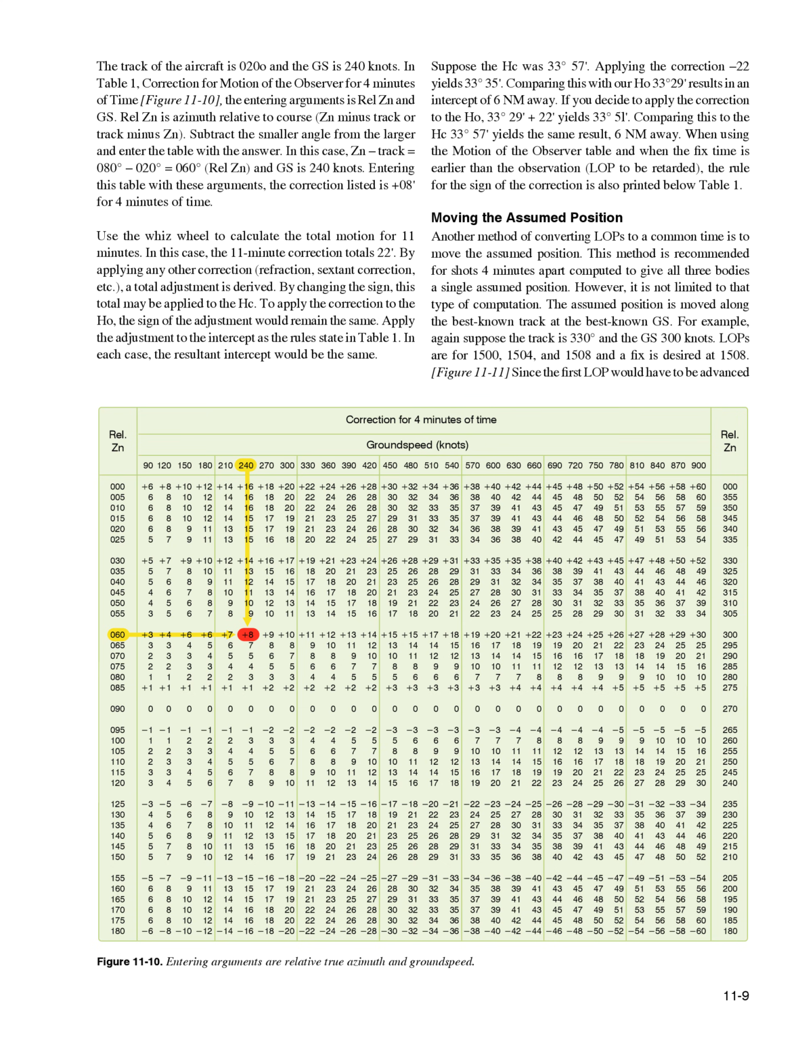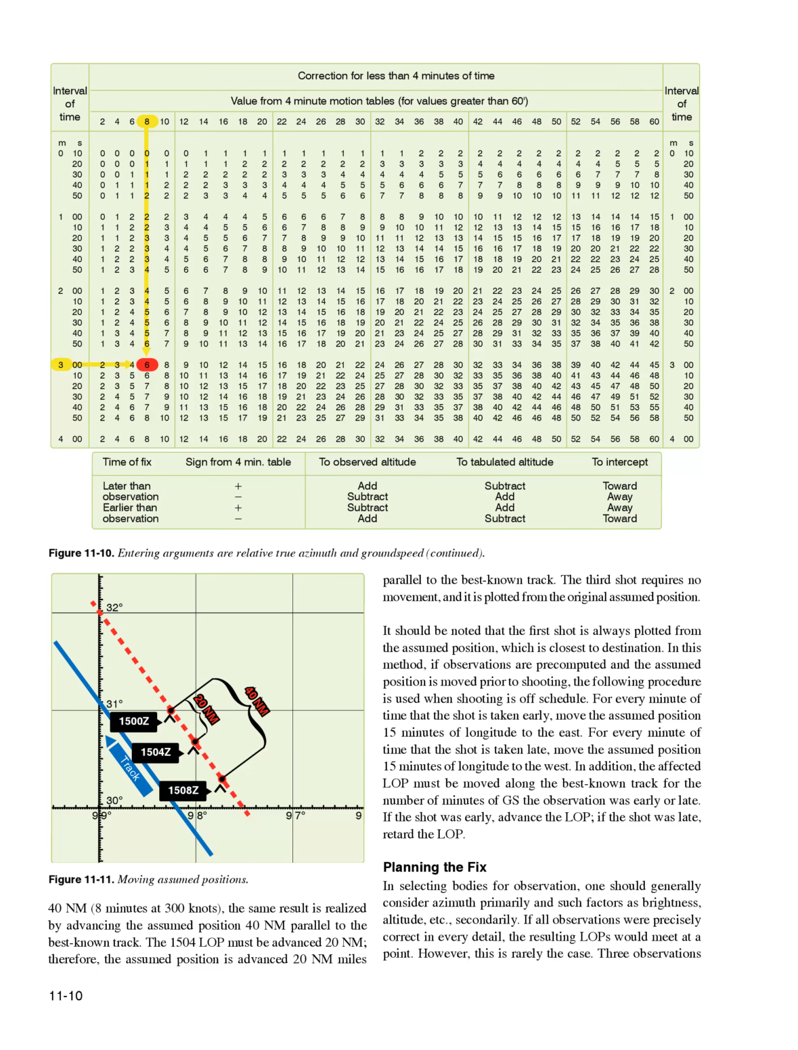For example, again suppose the track is 330 degrees and the Gs 300 knots. LOPs are for 1500, 1504, and 1508 and a fix is desired at 1508. Figure 11.11. Since the first LOP would have to be advanced 40 nautical miles, 8 minutes at 300 knots, the same result is realized by advancing the assumed position 40 nautical miles parallel to the best known track. The 1504 LOP must be advanced 20 nautical miles, therefore, the assumed position is advanced 20 nautical miles parallel to the best known track. The third shot requires no movement, and it is plotted from the original assumed position.